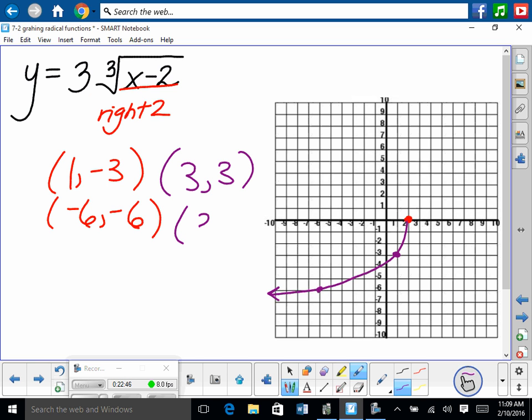Is it just mirrored? 10, 6? Hey, miss, is it just 10, 6? So we're going over 3, up 3. Oops, over 3. Sorry. Over to 3, right? From the origin. So over to 3, up to 3, right? Then we're going over to 10, up to 6. And look at that. We have our cube root function drawn out nice and pretty.